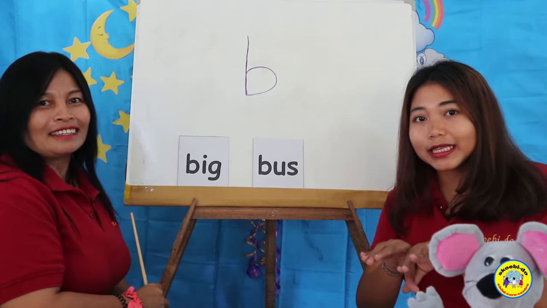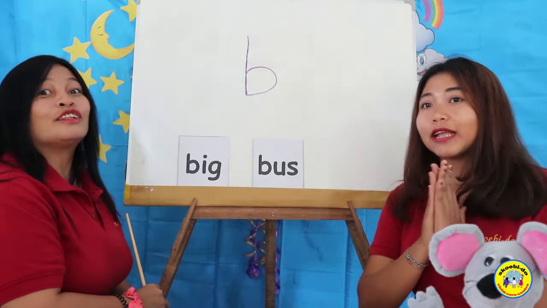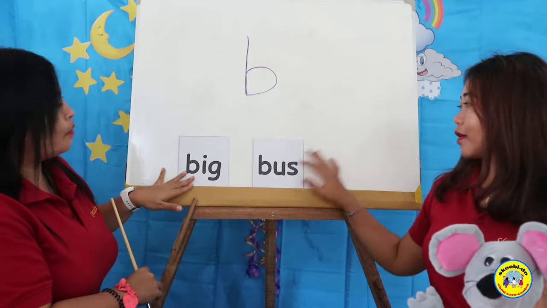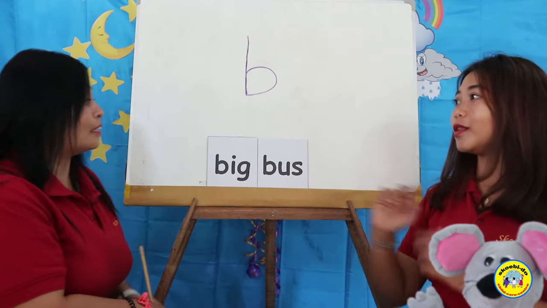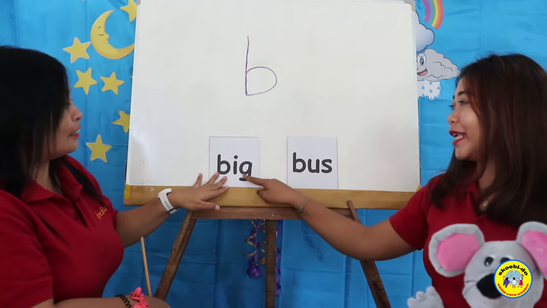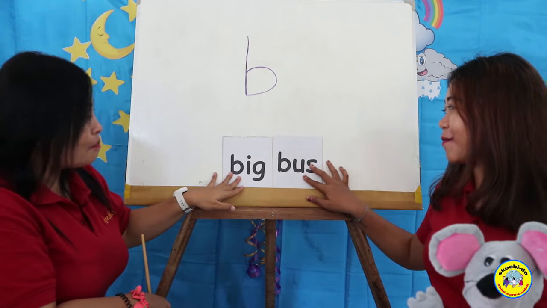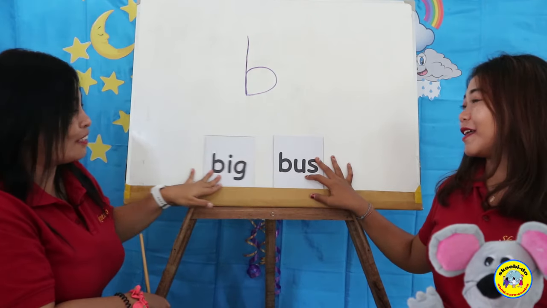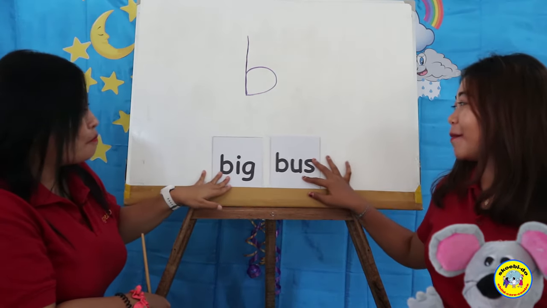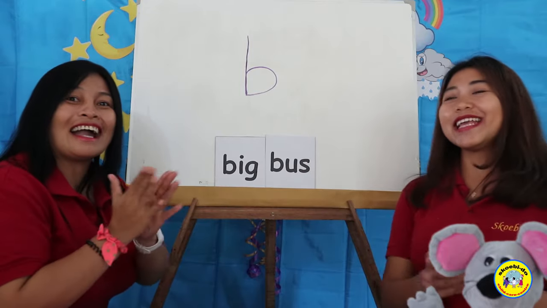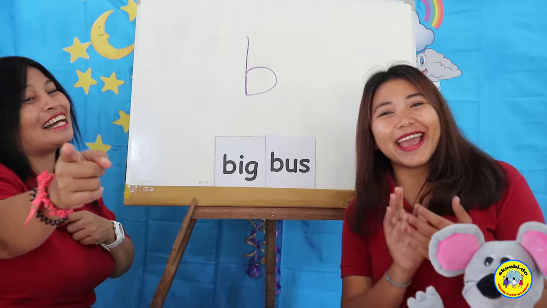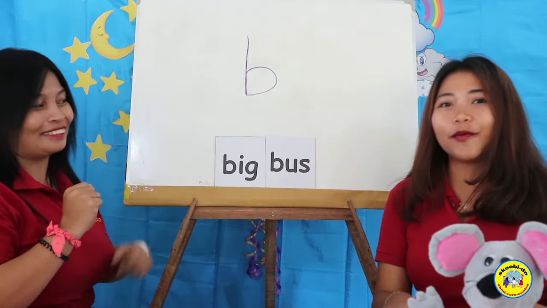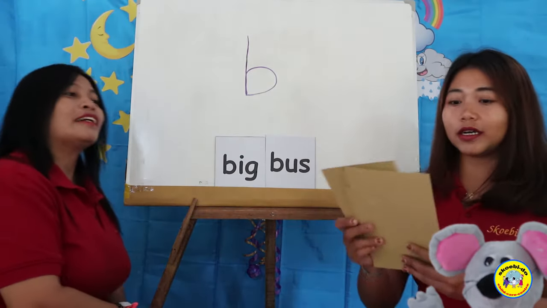So we mix and read together. Together now. Big. Bus. One more time. One, two, three, go. Big. Bus. One more time, miss. Big bus. Correct. Big bus. We still have another card.